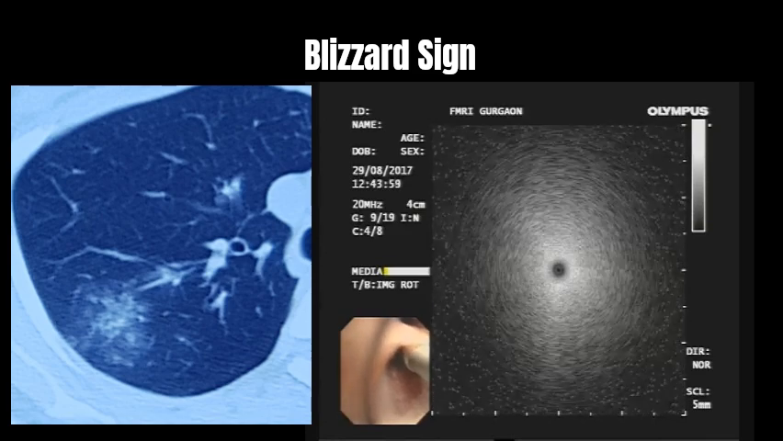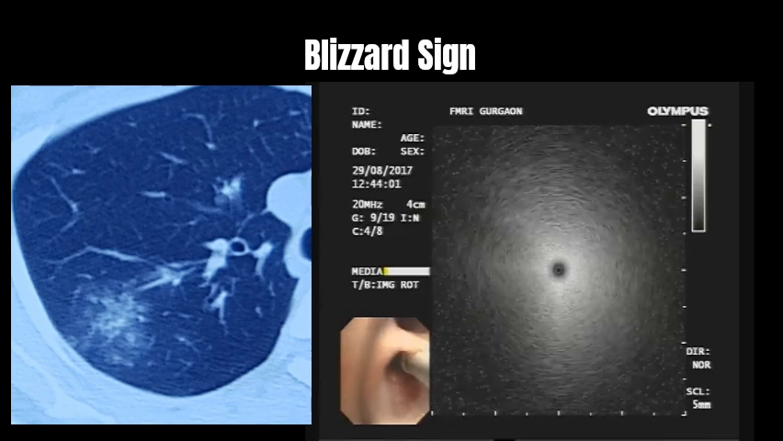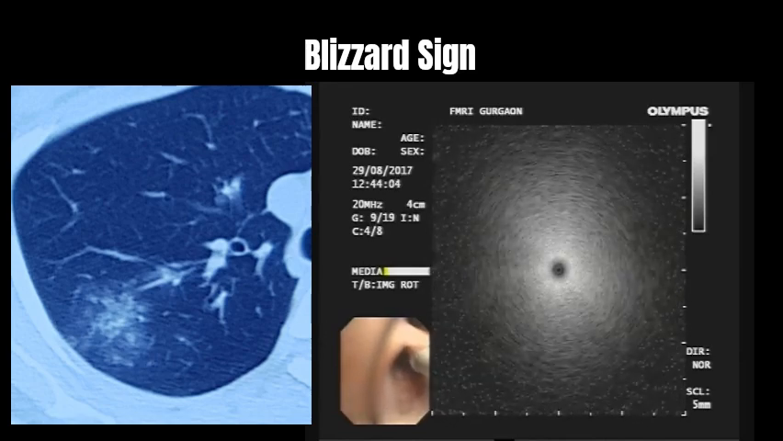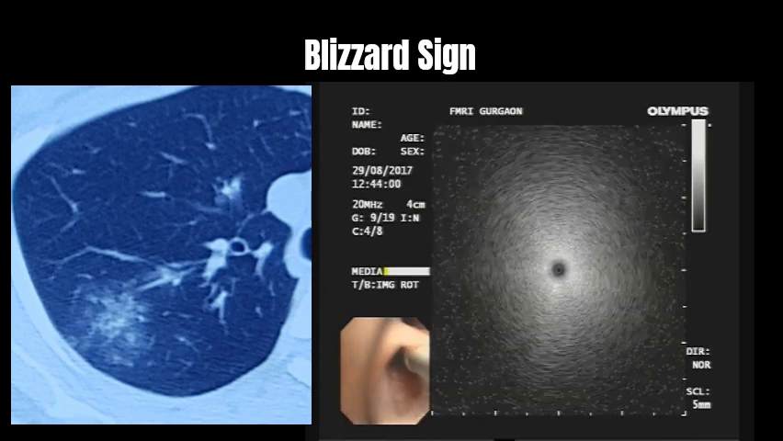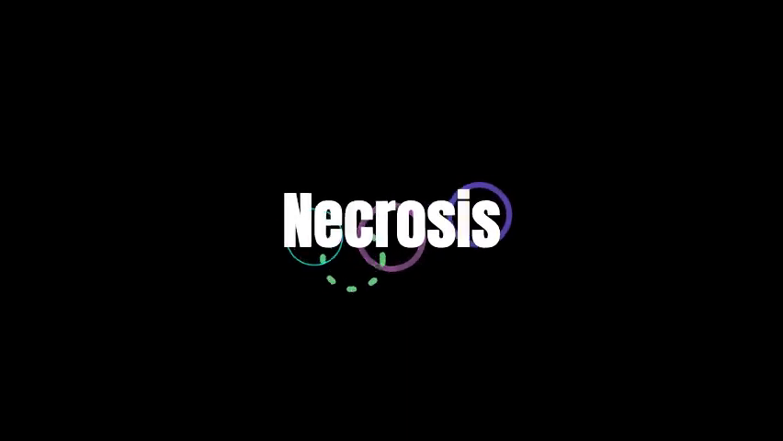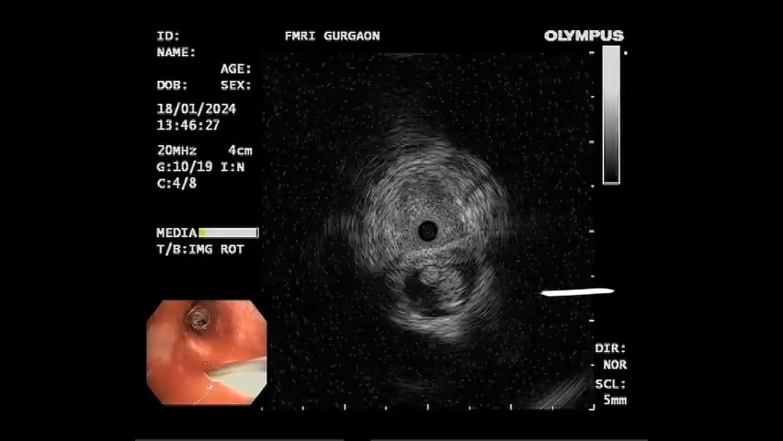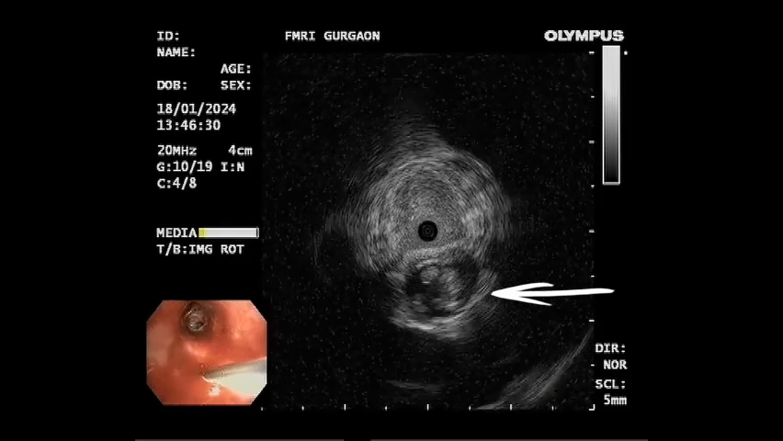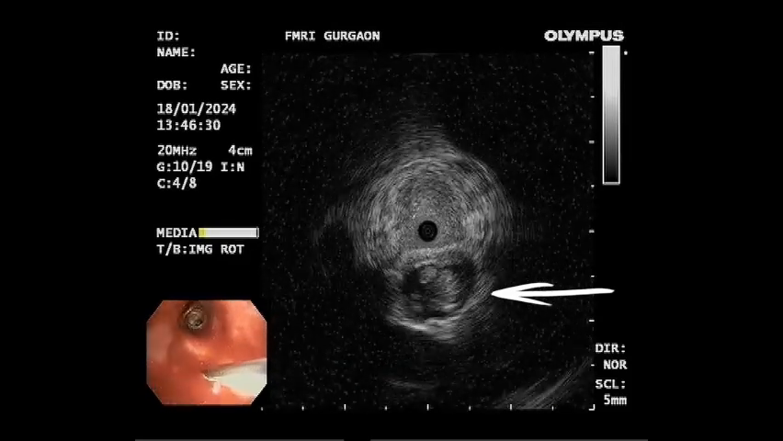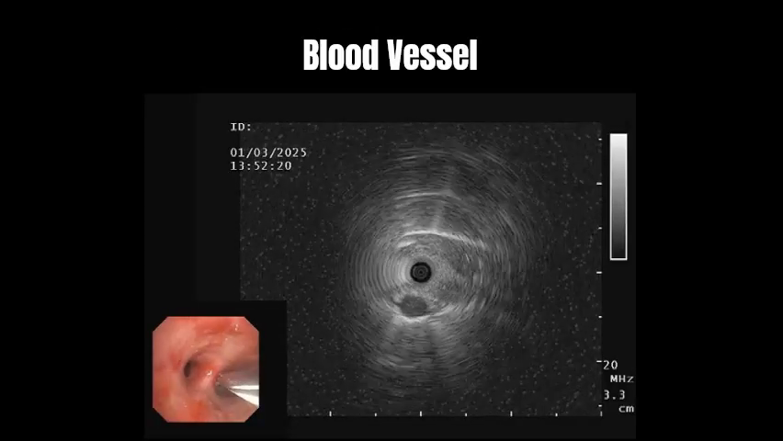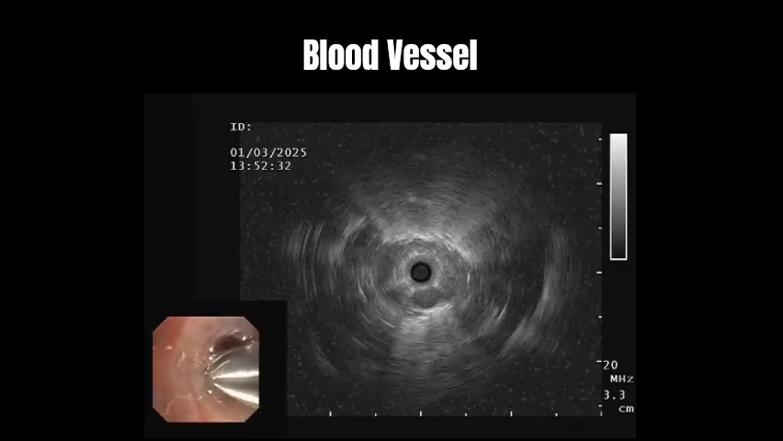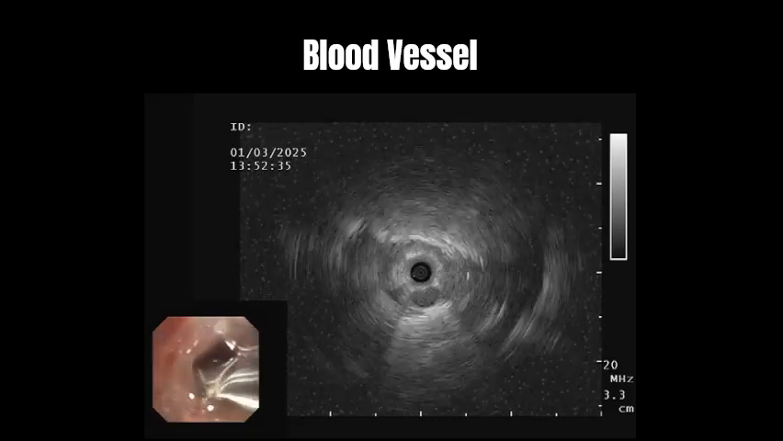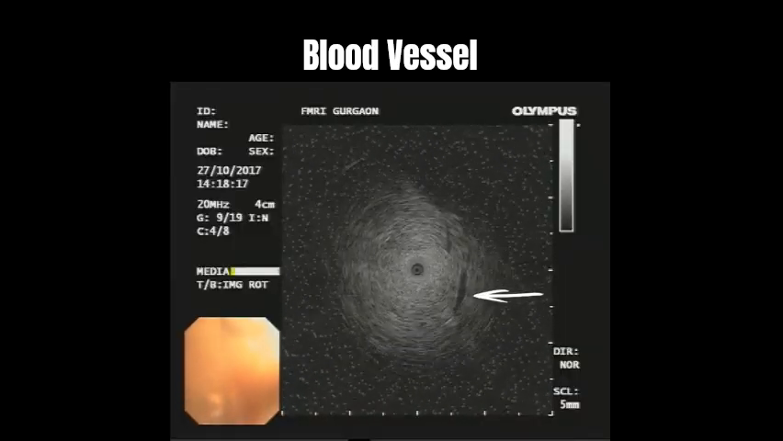The blizzard sign is characterized by a noticeable increase in the whiteout intensity compared to the normal snowstorm echoes and an increase in radius of the whitish acoustic shadow. This blizzard sign is typically due to a GGO suggestive of adenocarcinoma. Necrosis appears as an echo-free circumscribed black area, characteristic of squamous cell carcinoma. A blood vessel is visible as an echo-free circumscribed area, characterized by arterial vascular pulsation concurrent with the patient's heartbeat. Sometimes the blood vessel is seen coursing through the lesion.